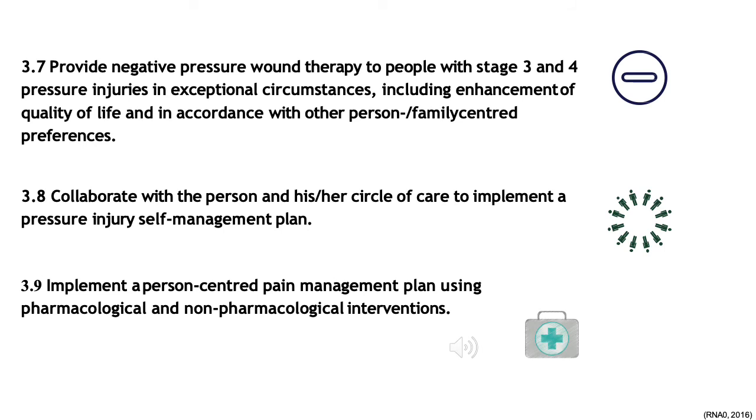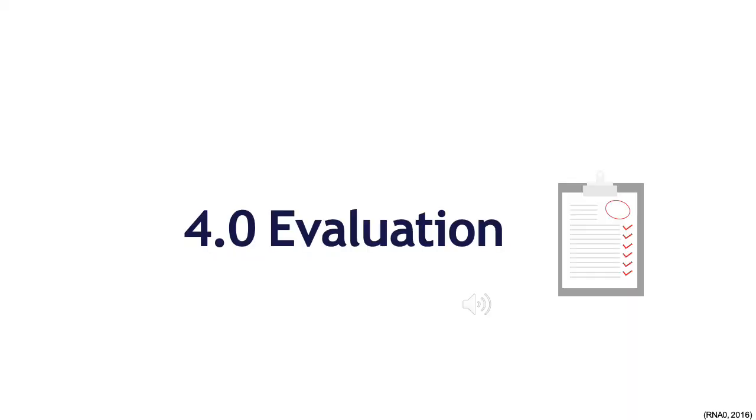3.7. Provide negative pressure wound therapy to people with stage 3 and 4 pressure injuries in exceptional circumstances, including enhancement of quality of life and in accordance with other person and family-centered preferences. 3.8. Collaborate with the person and his or her circle of care to implement a pressure injury self-management plan. 3.9. Implement a person-centered pain management plan using pharmacological and non-pharmacological interventions.